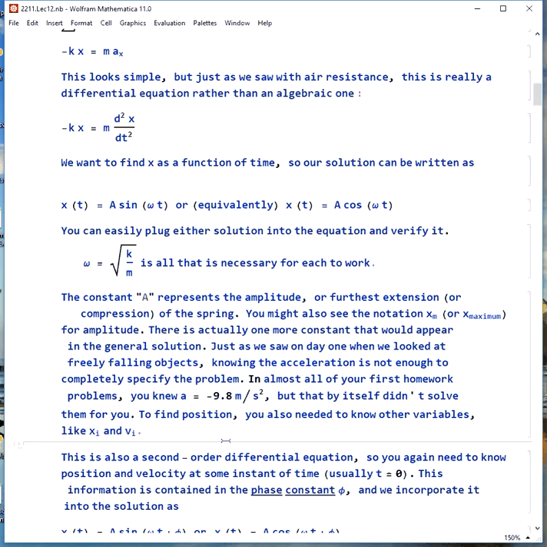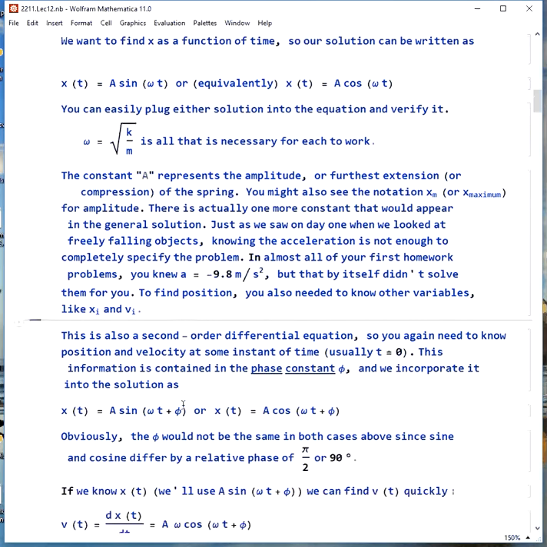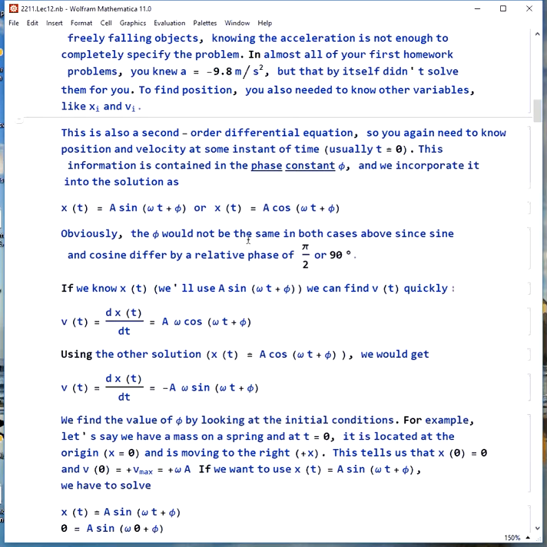The way we describe this is something called the phase constant, phi, and this fits into the solution like this. We change it to A sine of omega t plus phi, or A cosine of omega t plus phi. And of course the phi would be different in each case, because sine and cosine are different by 90 degrees. Really, there's no difference.